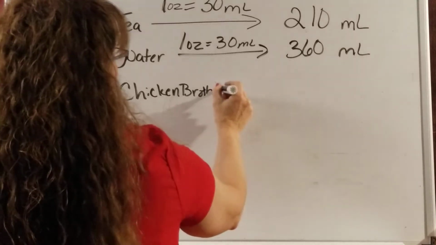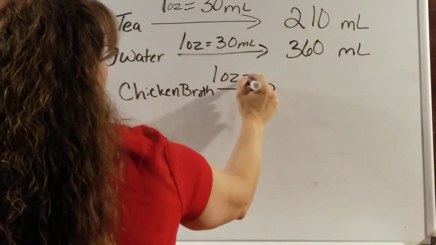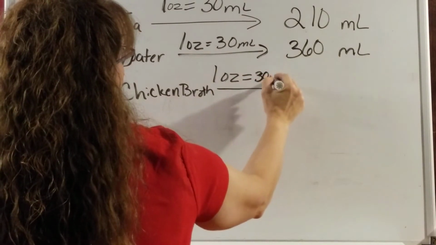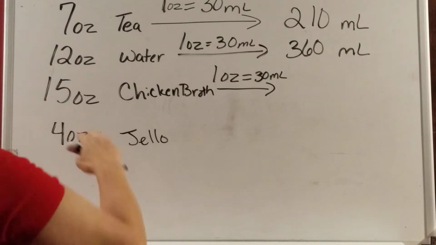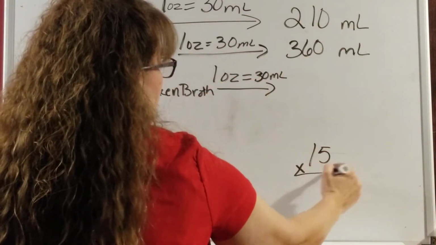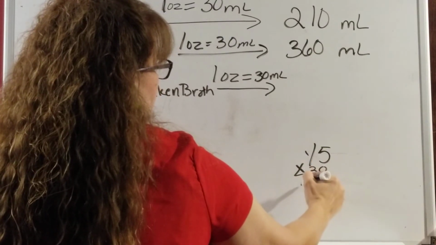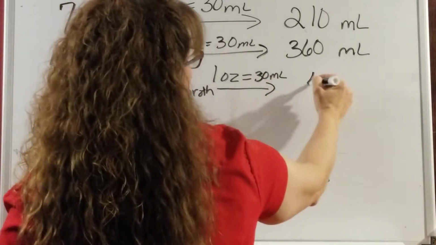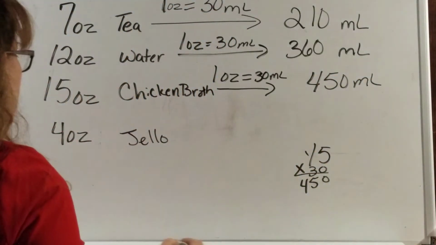So here we go. The same here, it's in ounces. I know for every 1 ounce it equals 30 milliliters. Again, 15 ounces divided by 1 ounce is 15. 15 times 30, and we can do it over here on the side or double check. So it's 450 milliliters. If you're ever in doubt, check it again.